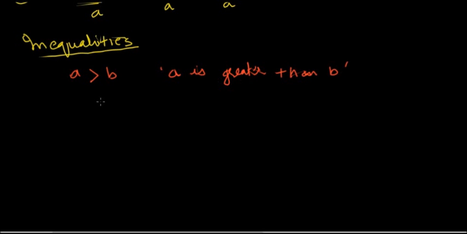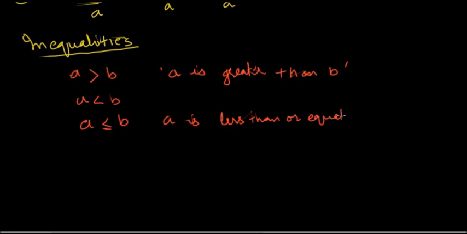Similarly, you can have A less than B, and you can also put these bars below the inequality sign, and this basically means that A can either be less than B, or it can also be equal to B. So A is less than or equal to B.